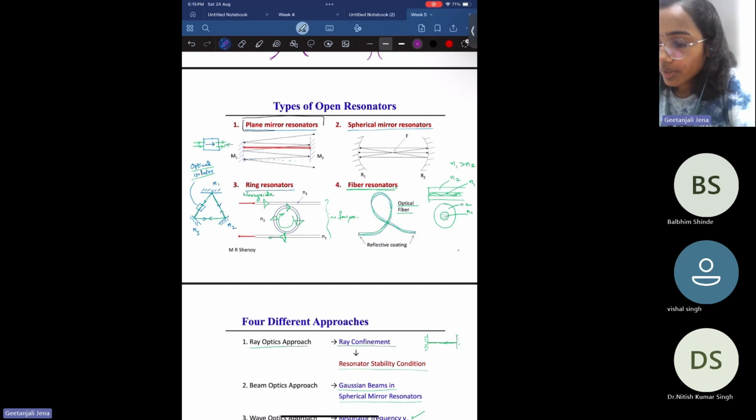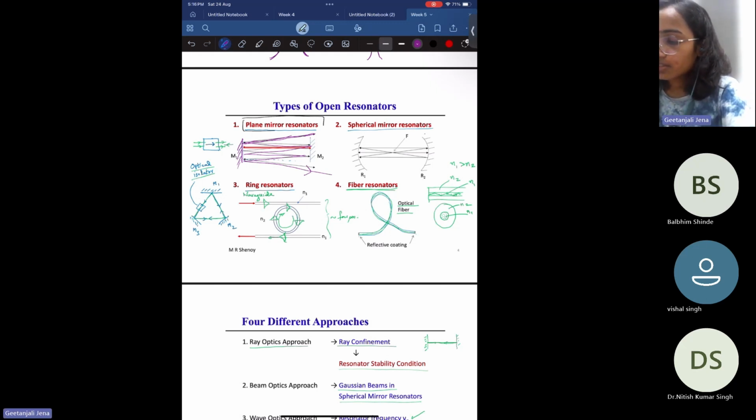Now, if you take a different ray path that is making an angle with respect to the mirror M1, you can see the path will follow a zigzag step, then eventually escape out from the mirror surface, from the resonator volume. Okay. So that means in the plane mirror resonator, only a few ray paths are allowed.